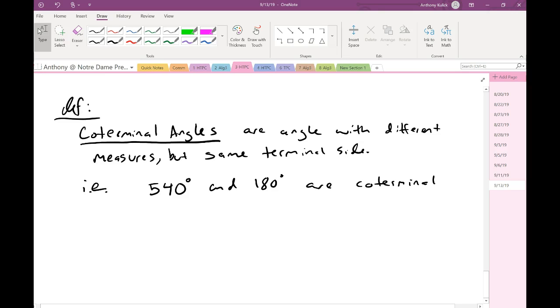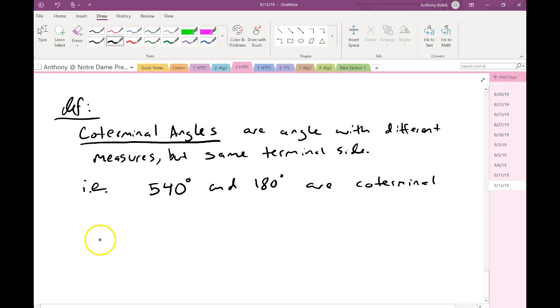So, how could I check to see if two angles are coterminal? Or how could I find angles that were coterminal to a given angle? What would I need to do that?